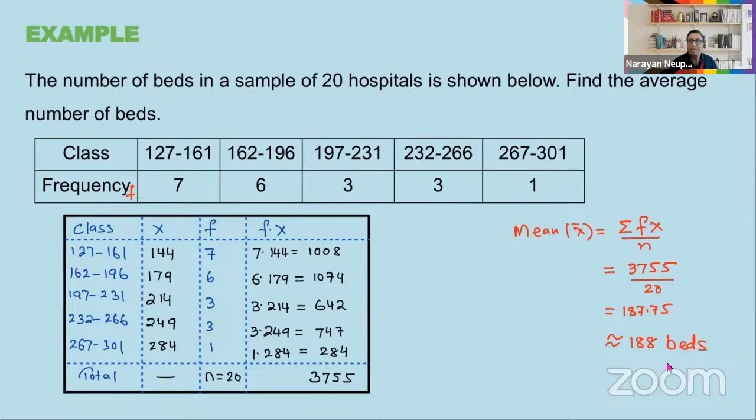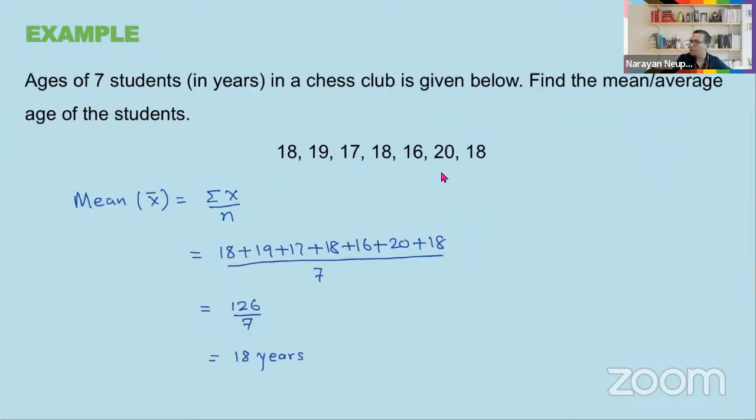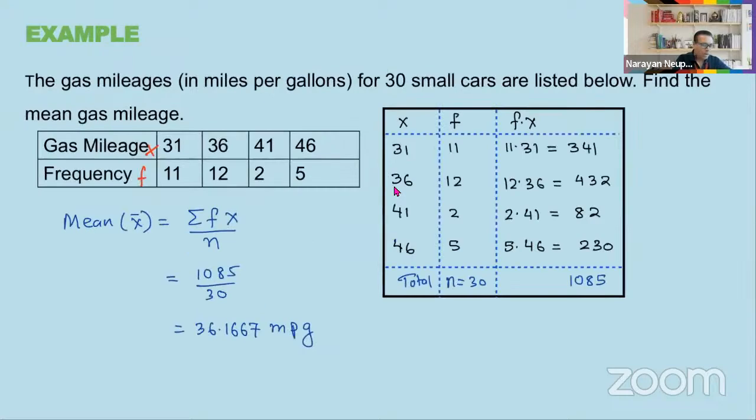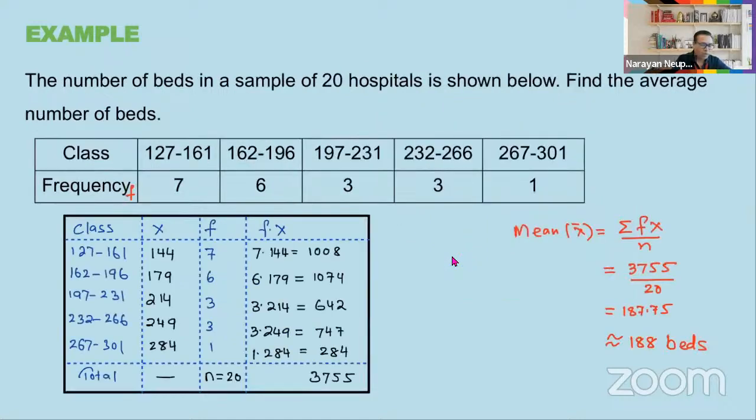So these three examples are based on grouped and ungrouped data. The first example was on ungrouped data, there was no frequency there. This one is grouped because you have the frequency. And this one is also grouped because you have the frequency. In the third example, the difference is that they have not given the X values directly. X values are the midpoints of the classes, so we add the lower and upper limit and divide by 2 to get those midpoints. All good? Okay. Now the next one is going to be the weighted mean.